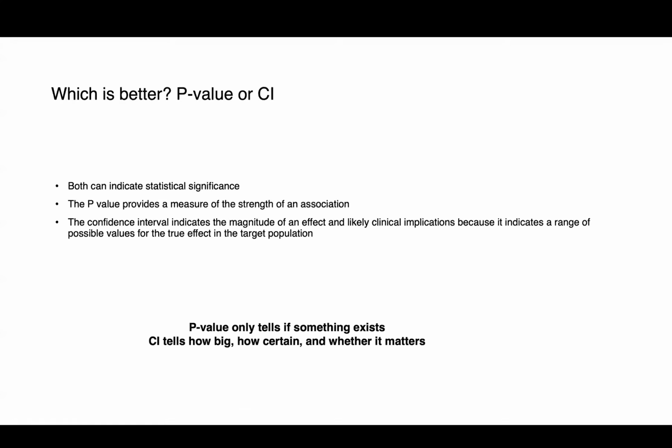So which is better, p-value or confidence intervals? Both can indicate statistical significance. The p-value provides a measure of the strength of an association, whereas the confidence interval indicates the magnitude of an effect and likely implications because it indicates a range of possible values for the true effect in the target population. Simple to say, confidence intervals tell how big, how certain, and whether that matters, whereas p-value tells only if something significant exists.